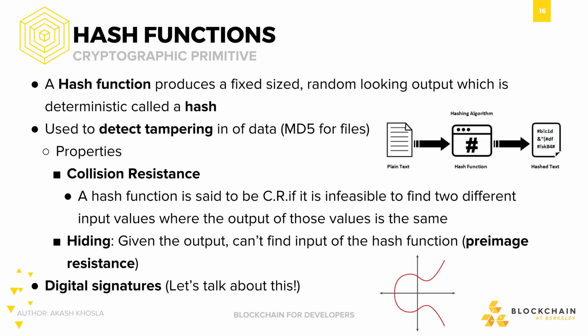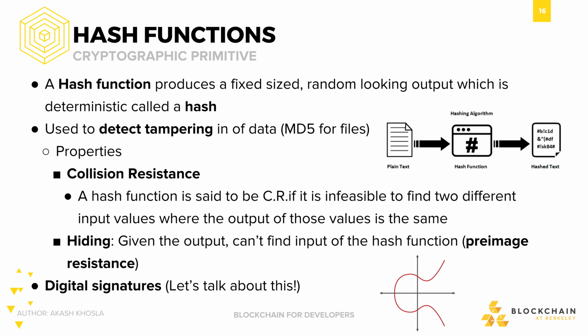You just use a hash because it'll tell you immediately that somebody changed something if you just run it through a function, and you have different outputs from the initial input. So some properties of a hash function: you have collision resistance. A hash function is said to be collision resistant if it's infeasible to find two different input values where the output of those values is the same. So essentially, I cannot find an x and a y where the outputs of those through the hash function are going to generate the same hash, right?